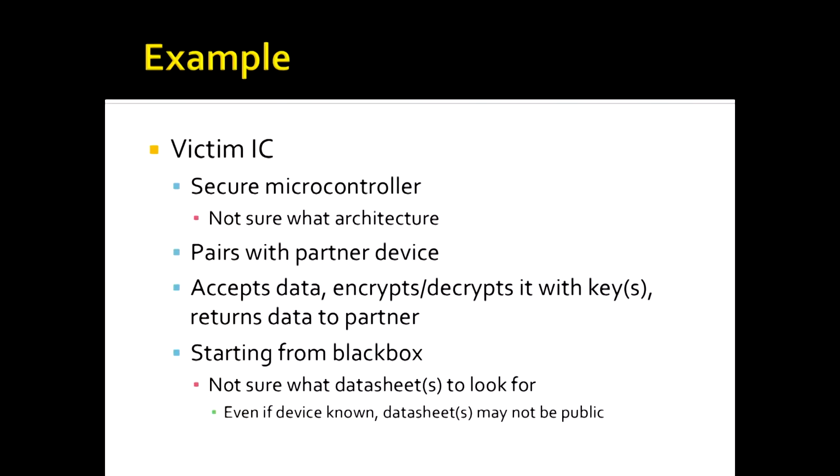So I had a victim IC. I knew it was a secure microcontroller, but I wasn't sure what the internal architecture was of the CPU core. I knew that it paired with a partner device, so a reader and then the target chip. The reader would send data to the chip, which would encrypt or decrypt it with a key that was inside of it, and then send the data back to the reader, which would go off to the rest of the device. So I was basically starting with a black box, and I wasn't sure what data sheets to look for. Even if the device was known, the data sheets might not have been public anyways.